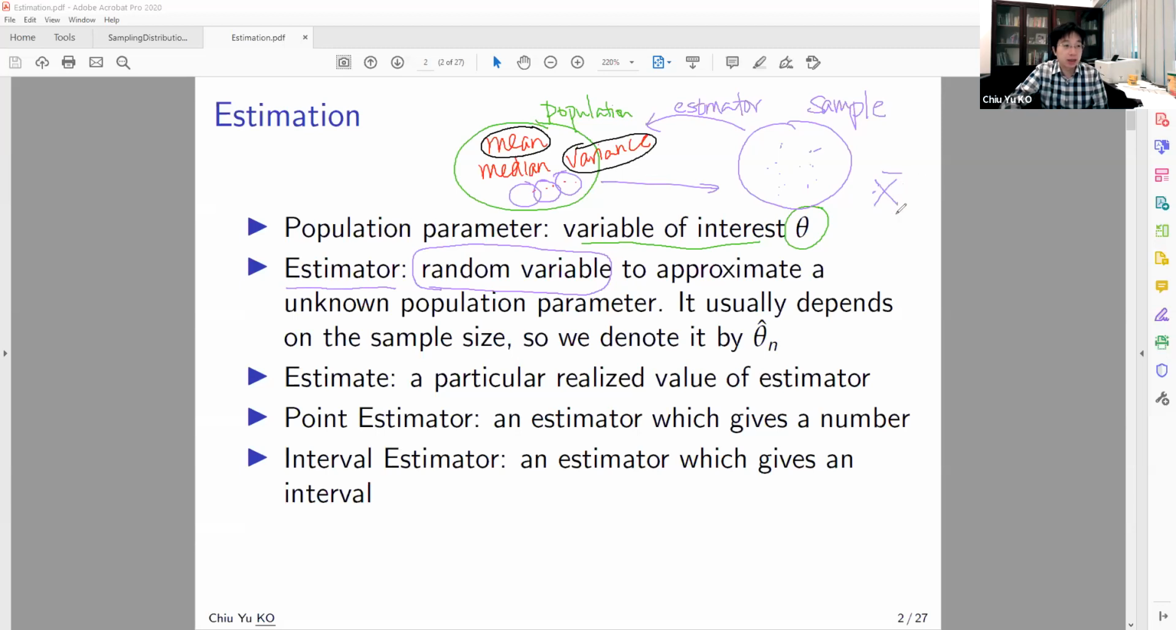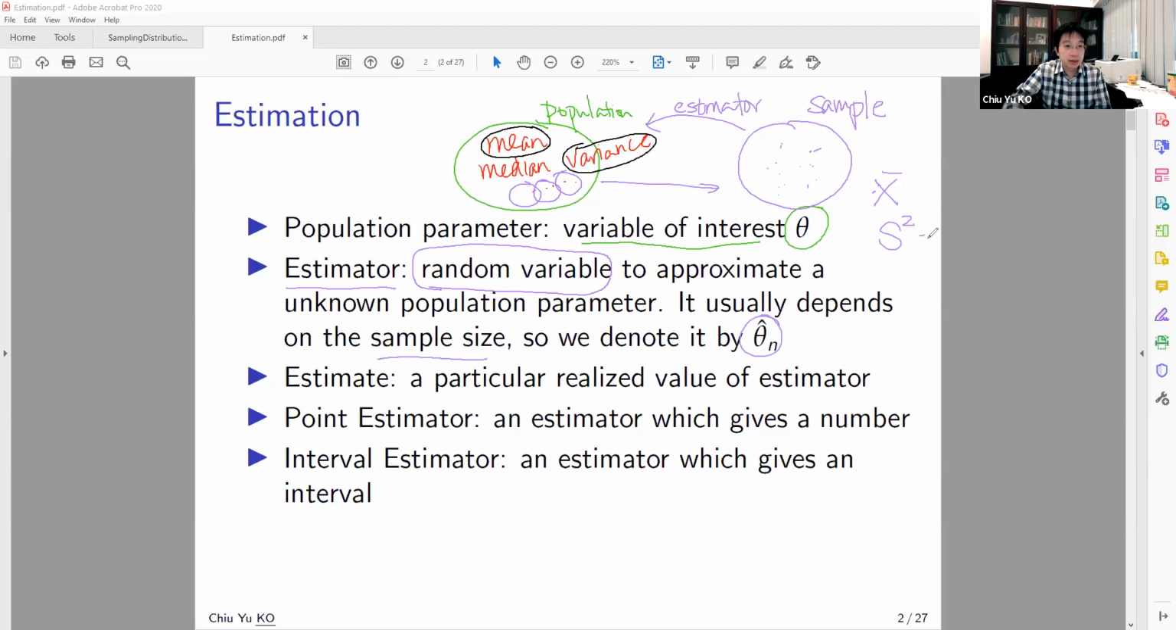The X bar is one of the estimators, right? S square, the sample variance, is another estimator. You know this very well from the last class. Usually an estimator depends on the sample size. That's why I divided by n, right?